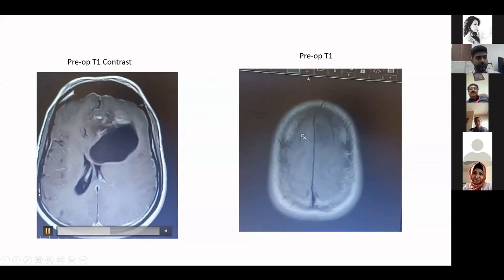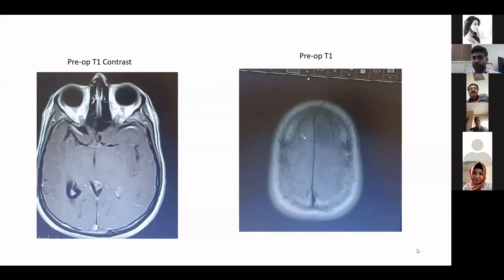So we decided to resect it and did a modified unicoronal incision so that we can also reach towards the right side and remove the tumor. And if you can see the post-op images.